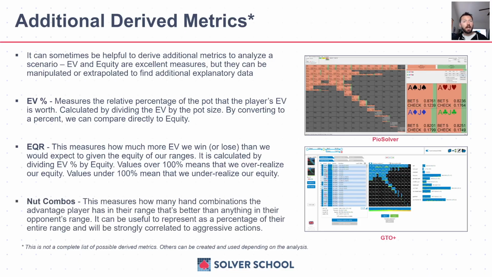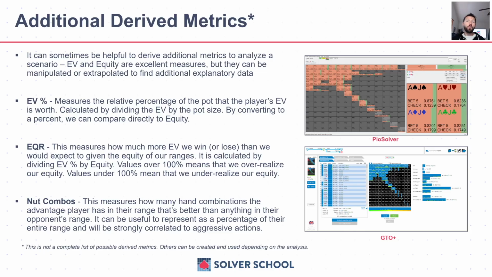The other thing that we can look at here, and I like to look at this a lot, is the amount of nut combos in one's range. The way I define this is it measures how many hand combinations the advantaged player has in their range that are better than anything in an opponent's range. We can think of a scenario here where we have an under the gun open and they're flatted by the big blind, and the board is ace king 2 rainbow. Well, we know that it's very unlikely for the big blind to be flatting with hands like aces, with hands like ace king, and with hands like kings.